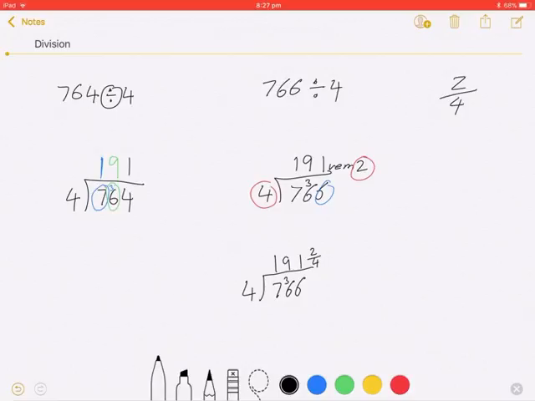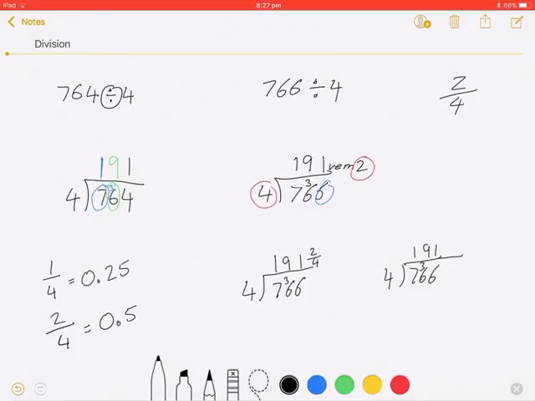Now some of you might go, well, I know what 2 quarters is as a decimal because I know a quarter on its own is 0.25. I know 2 quarters is actually a half, so that's 0.5. So I could write that answer as a decimal. Quite right, you could. Let's catch up to there though.